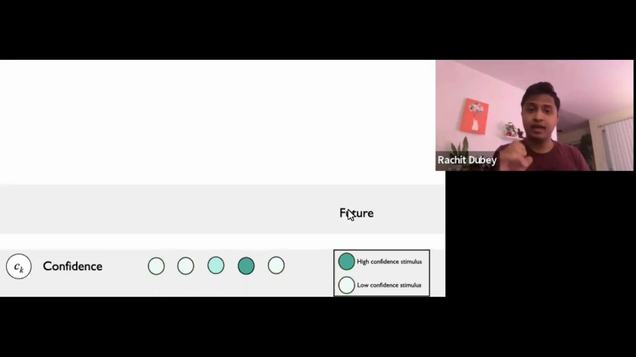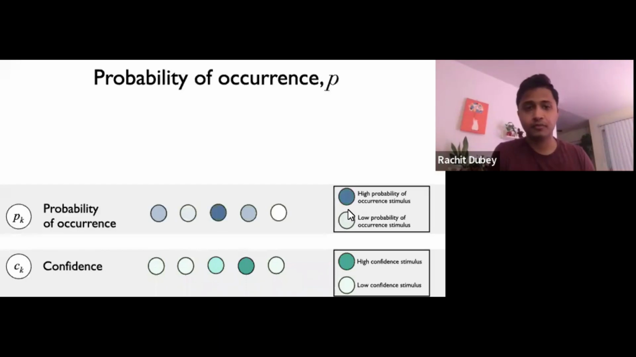A second way to align exploration would be to consider the future occurrence of various stimuli in the environment. For instance, if the agent knows that it will never encounter a particular stimulus in the future, then there is no need to explore the stimulus. So next, the agent estimates the probability of occurrence of each stimulus. Here again, the darker shade means higher probability of occurrence in the future.